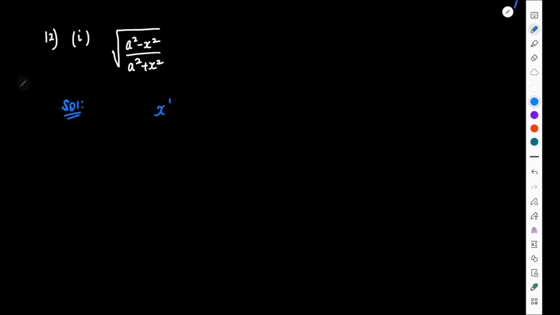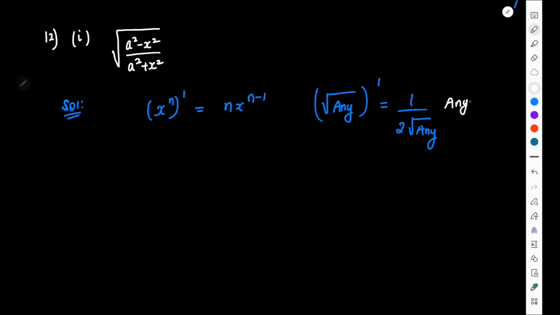Okay. So x^n differentiation is n times x^(n-1), and one more thing is, root of anything you have, if you want to differentiate this, you can write it as 1 divided by 2 root of anything, and this anything also has to be differentiated. Okay, so let us consider here the function y is equal to root of a square minus x square divided by root of a square plus x square.